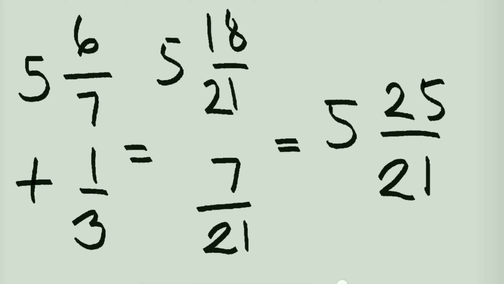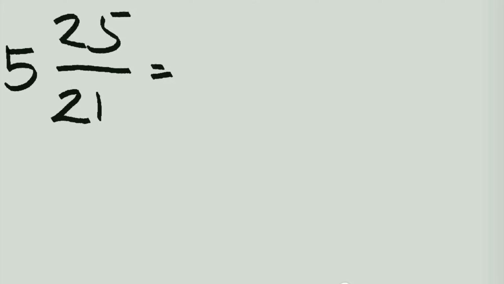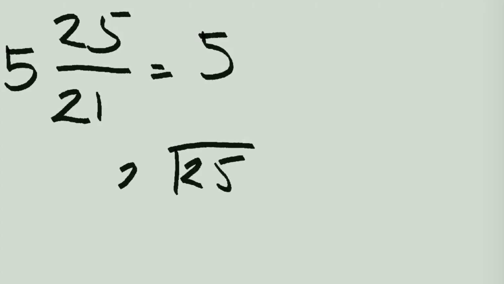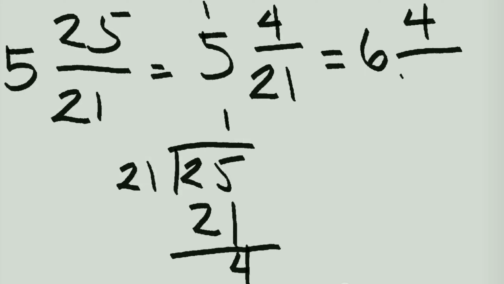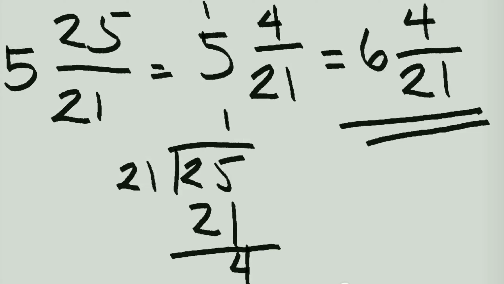The answer contains an improper fraction, so we need to convert it into a mixed fraction. 5 and 25 over 21. 25 divided by 21 is equal to 1. 1 times 21 is 21. 25 minus 21 is equal to 4. Regroup 1 and 4/21. 1 plus 5 is 6 and 4/21. The answer is 6 and 4/21.